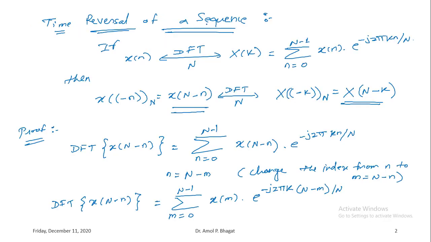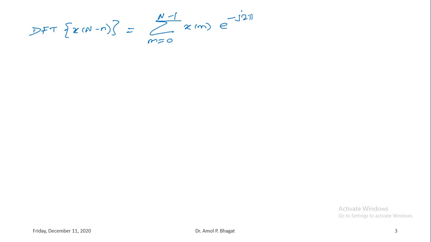So here what we are interested in is the DFT of x of capital N minus small n, and as per the last equation we have summation m equals 0 to N minus 1 x of m e to the power minus j 2 pi k (N minus m) divided by N. So this equation we have, right? If you identify this equation as per the discrete Fourier transform formula, right?